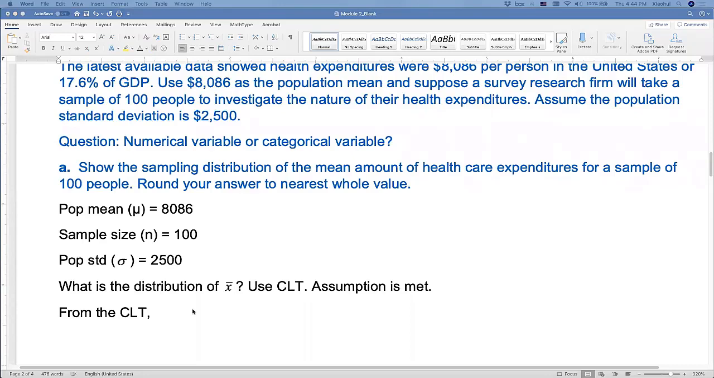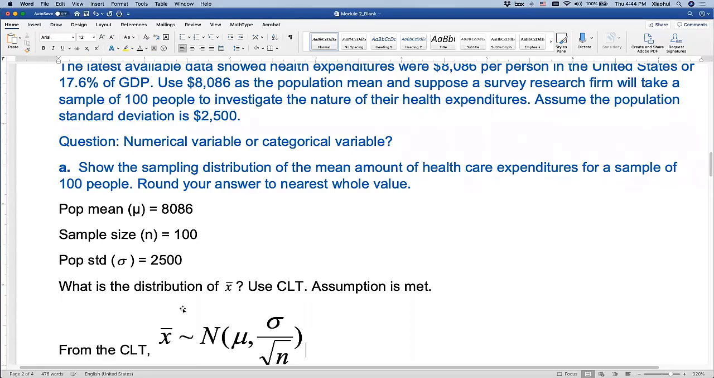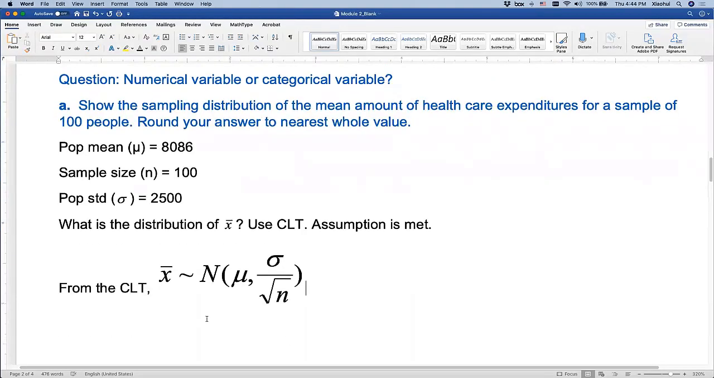The sample mean is going to follow a bell curve, or normal distribution. The distribution of the sample mean follows the normal distribution. The mean of the normal distribution is the population mean, which is given here. And the spread of that bell curve follows this expression, and we can compute it. Is this part clear? Now I'm going to plug in the numbers. It shouldn't be difficult, so let's try.